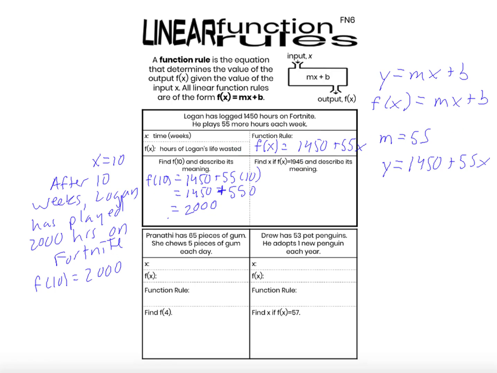Here, I'm being given the output, so I need to plug in my output for f of x. So 1,945, again, I apologize, there is not enough space here. 1,945 equals 1,450 plus 55x. Now I know the output, I just need to solve for the input.